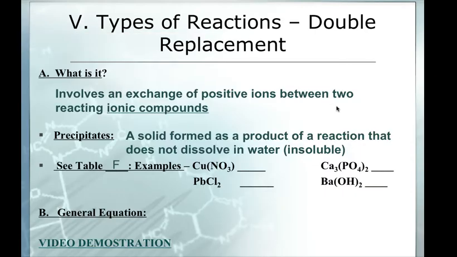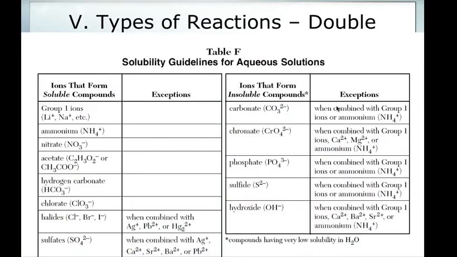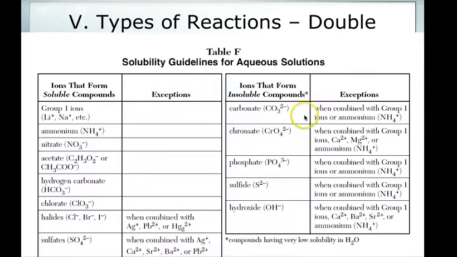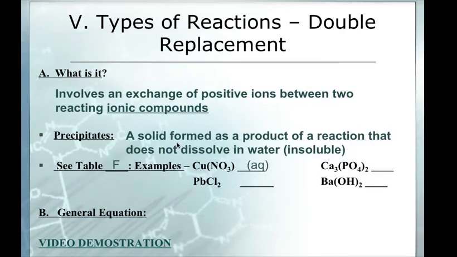So let's go back here. It says see table F to see if they are soluble. So if you look at this, let's look at copper nitrate. It says nitrates are soluble and there are no exceptions. So anytime a compound has nitrate in it, it is going to be soluble. So it will form an aqueous solution. It is not a precipitate.